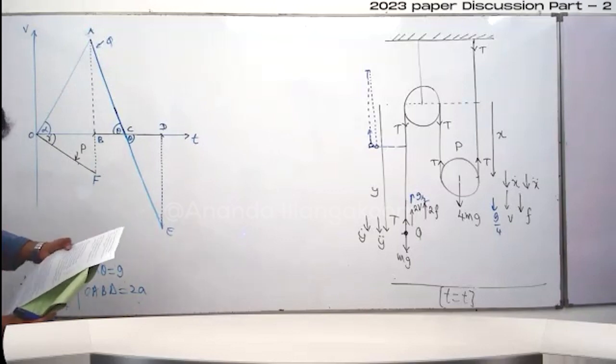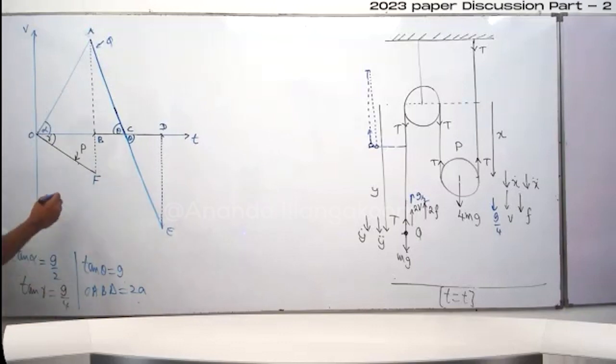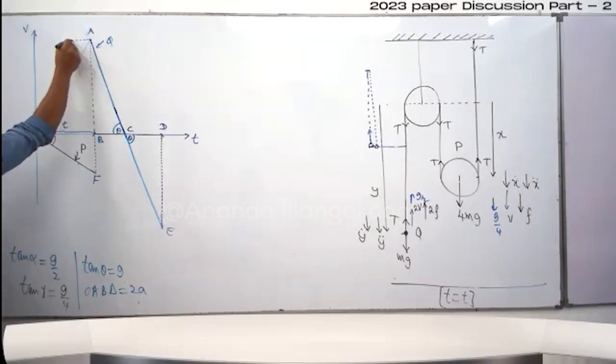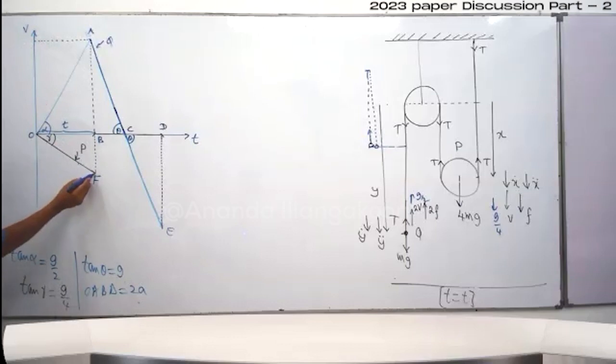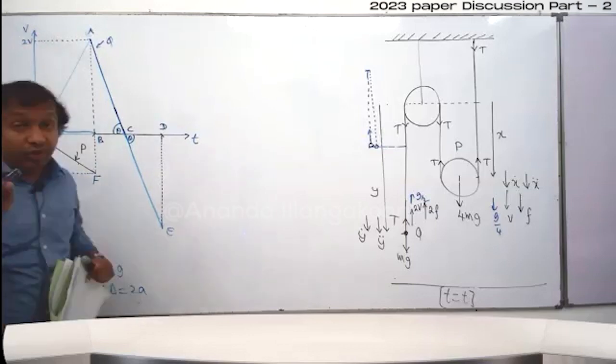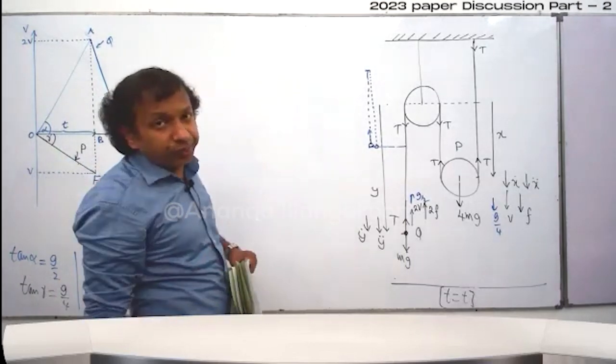Okay. Now, given this, the question says, after a time t, particle P hits the ground. Particle P hits the ground means, people, this is the time t. Simple. Let us take this velocity as v. If the velocity of P when it hits the ground is v, you know at that moment the velocity of Q should be what? 2v. That we said, velocity of Q is 2 times that of P.